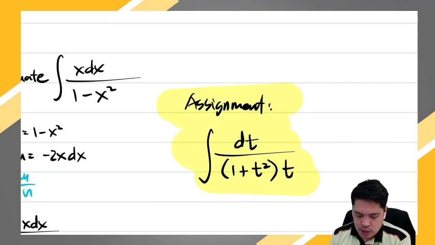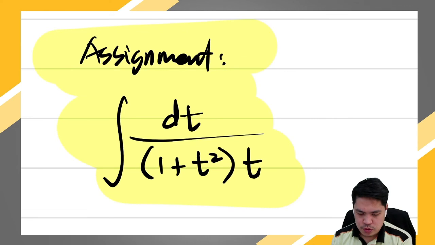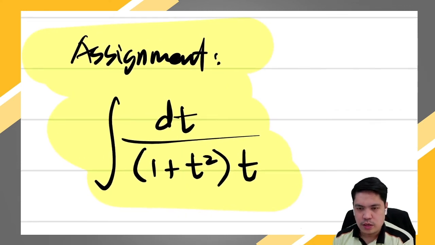Okay, as your assignment for this video, you send me the answer for this integral: the integral of dt over 1 plus t squared times t. So just send it as soon as possible through PM na lang.